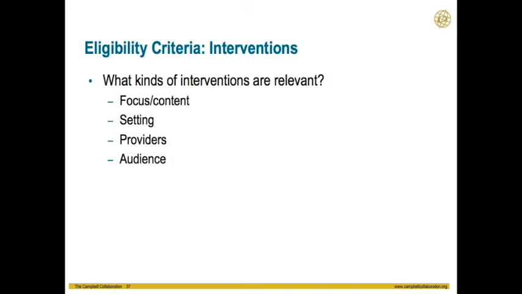So when you're thinking about developing your intervention eligibility criteria, you want to think about, okay, do you want to restrict to interventions that have a specific focus or content? Do they have to be delivered in a certain setting? So do they have to be school-based? Do they have to be clinic-based? Do they have to be community-based? Are you going to restrict to certain provider types? So maybe it has to be a trained physician who's providing the intervention or a trained nurse midwife. And then maybe the audience.